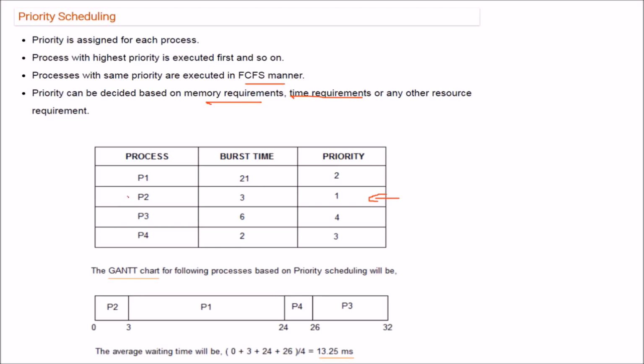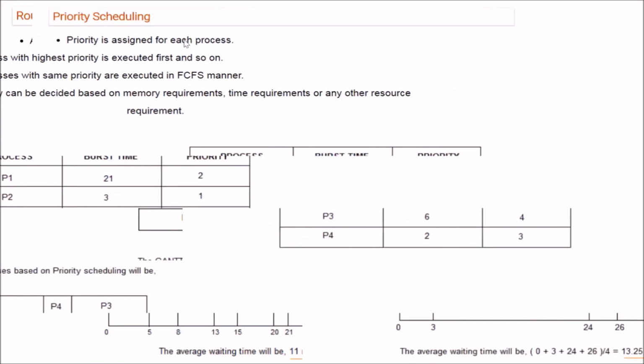So what will happen here? First of all, P2 will come because it has the greatest priority, meaning the least number. Then 2, that is P1, will come. Then the 3, this P4 will come, and finally P3 will get a chance. What will be the average waiting time? 0, 3, 24, 26. Add them, divide by 4, it will be 13.25.